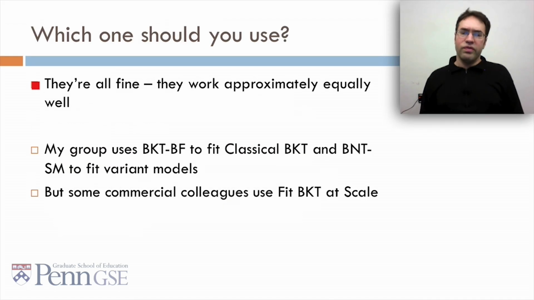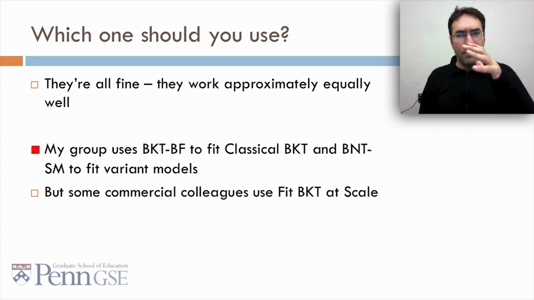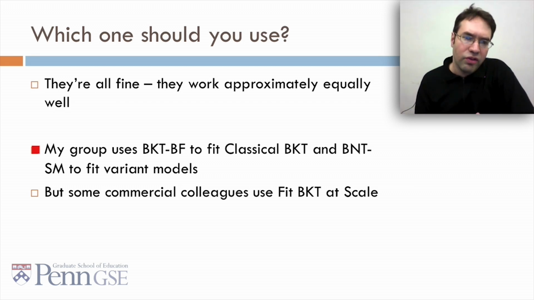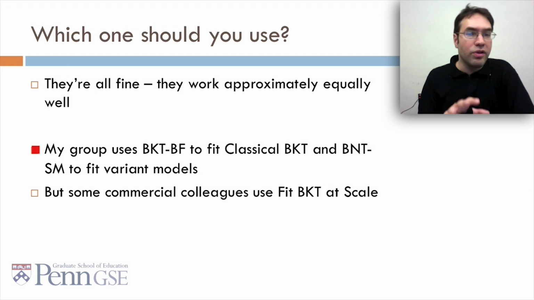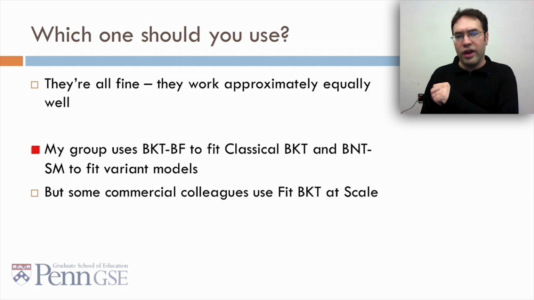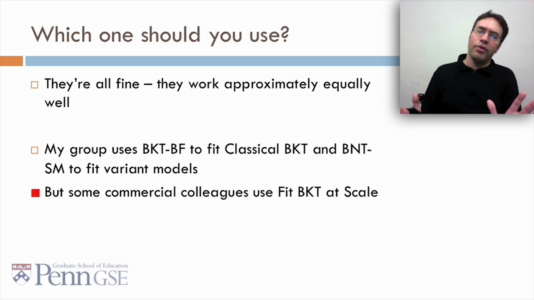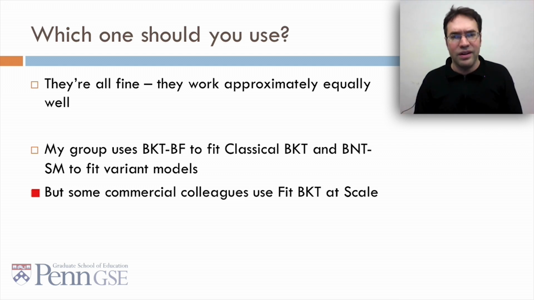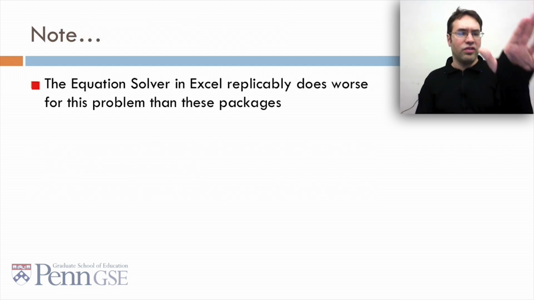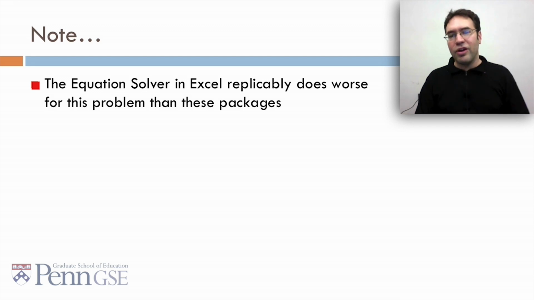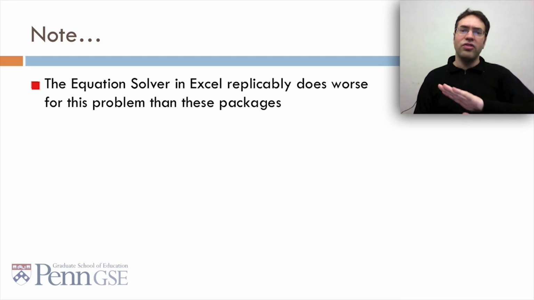Which one should you use? Obviously I'm biased because I helped write one, but they're all fine, really. They work approximately equally well. My group uses BKTBF to fit classical BKT, and BNTSM to fit the variant models, and I'll talk about those in a few lectures. But some of my commercial colleagues use FitBKT at scale, and they're pretty happy with it. They're all fine. The one thing you shouldn't do is to use the Excel equation solver. That replicably does worse for the problem than these packages. Not a good idea. Use some existing package, and they're out there. In your assignment, you'll have a chance to do that.